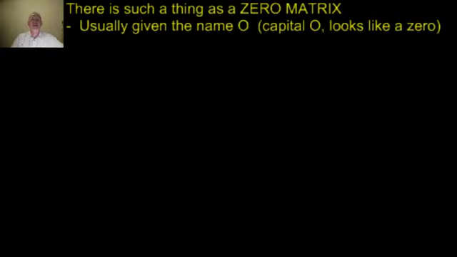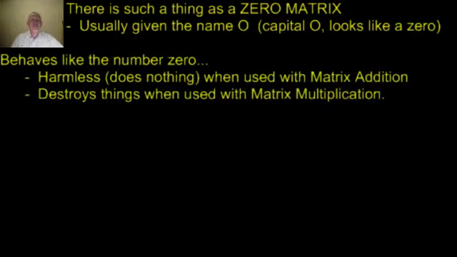Now be aware there's such a thing called a zero matrix. It's usually given the name capital O, and it makes it look like a zero, which is quite handy because the zero matrix can behave a lot like the number 0. It's pretty harmless. It doesn't do anything. If you add the number 0 to a number, it doesn't actually change the number. Well, the same thing with a zero matrix. If you add a zero matrix to another matrix, you'll end up with just the first matrix that you started with. It doesn't change it. However, be aware that it will destroy another matrix if you multiply it by a zero matrix, just like the number 0.